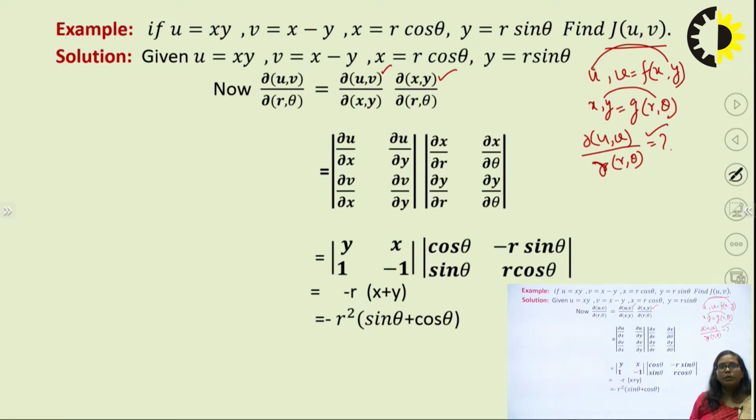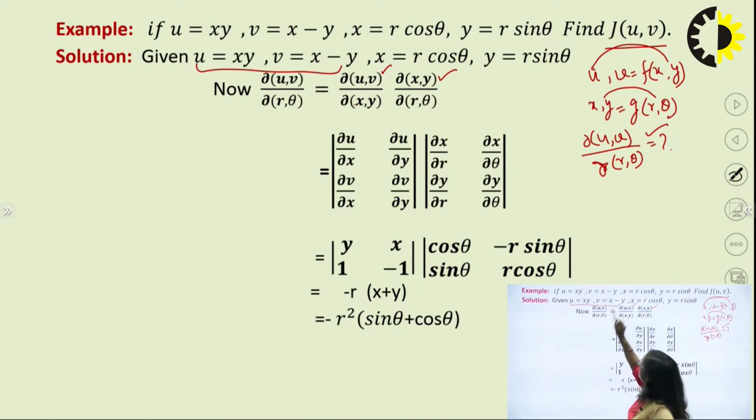Clear? So we start by writing, by definition, del uv by del xy is this: del u by del x, del u by del y, del v by del x, del v by del y. Del xy by del r theta is del x by del r, del x by del theta in the first row, del y by del r and del y by del theta in the second row. Next we start finding their partial derivatives using these relations. Del u by del x is nothing but y, del u by del y is x. Del v by del x is plus 1 and del v by del y is minus 1.